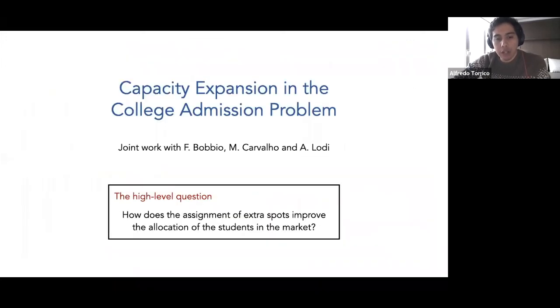Okay, so now I want to move to a different application domain. I want to move to the college admission problem. This is joint work with Federico Bobbio, a third-year PhD student at the University of Montreal, and also Margarita and Andrea. And the high-level question is: how can the assignment of extra spots improve the allocation of the students in this market?